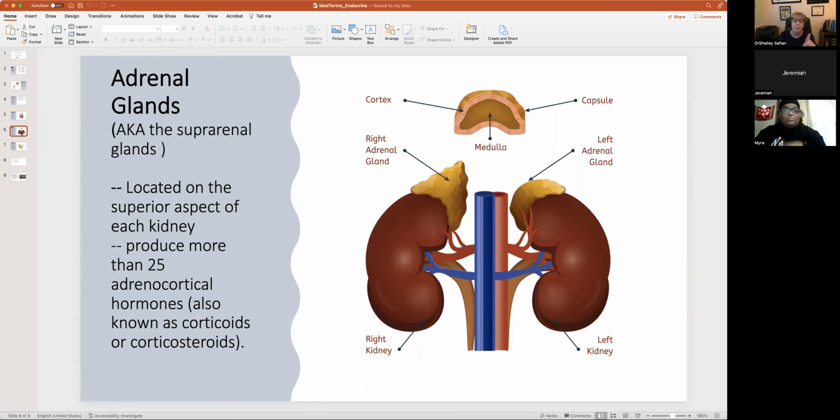All right. They produce more than 25 adrenocortical hormones, also known as corticoids and corticosteroids. Okay. So you've heard of steroids and corticosteroids, and this is the natural creation of those hormones, which positively impact the function of the body. And that's where they sit, right on top of the kidneys.